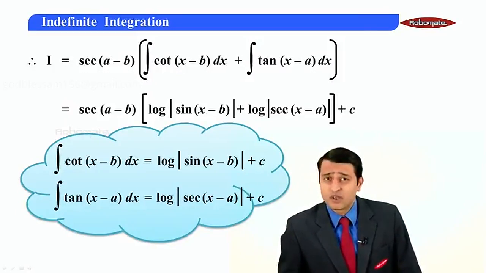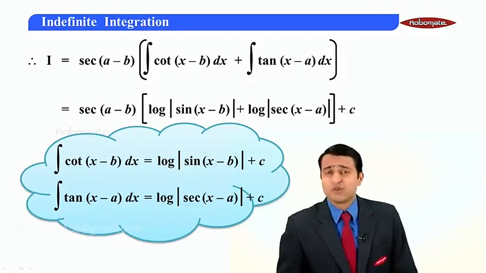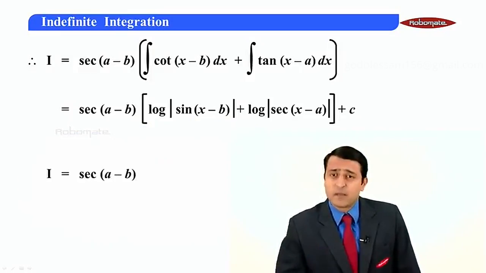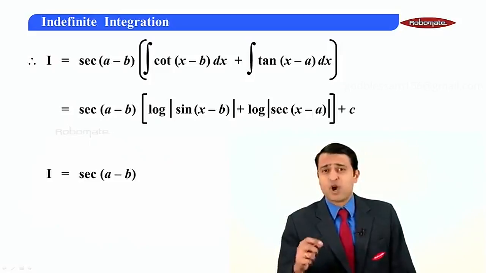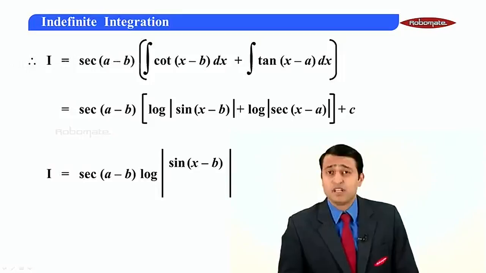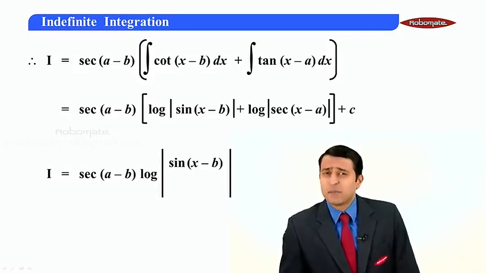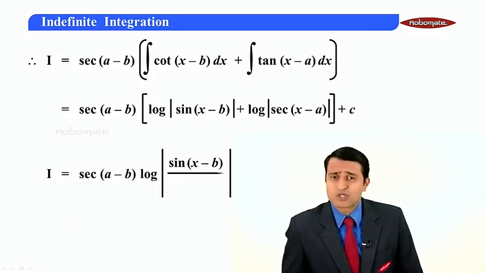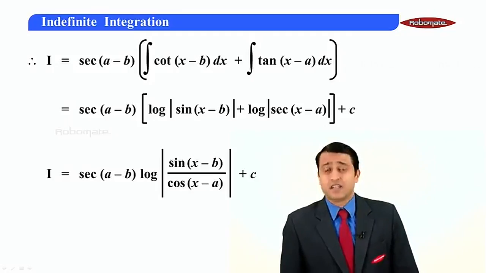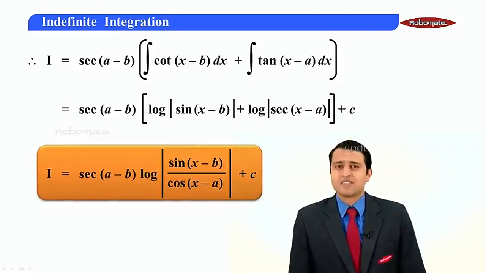Is the answer over? No, my dear students. We can simplify this further using the properties of logarithms. So let us do that. Sec of a minus b remains as it is. Now my dear students, log of sin x minus b, let me put that as it is. There is no simplification possible. Now plus log of sec, now plus means multiplication, but I will write sec as 1 upon cos. So can I say upon cos of x minus a plus c. Now there is no further simplification possible, so this is our final answer.